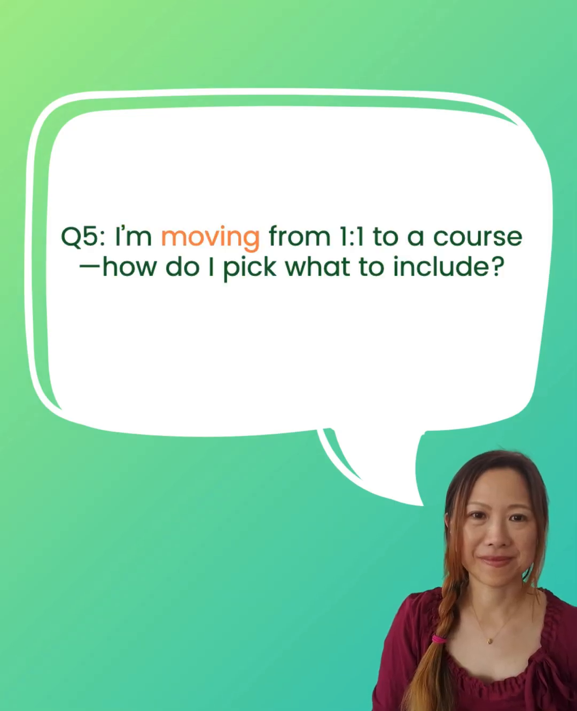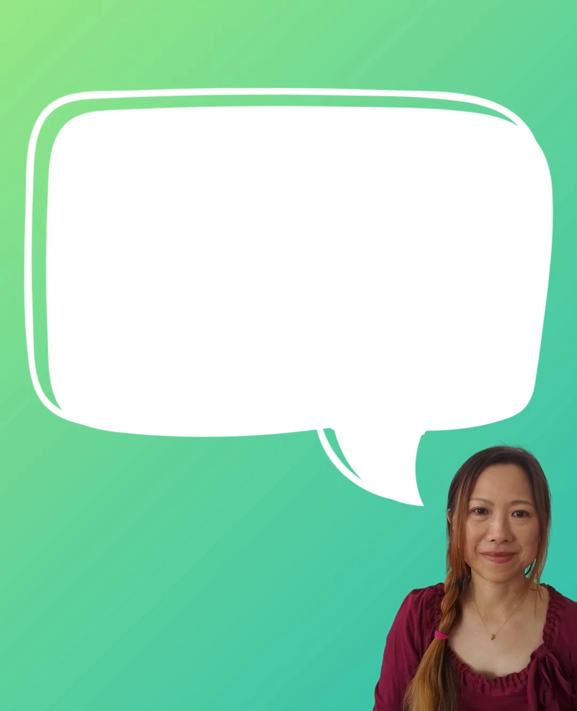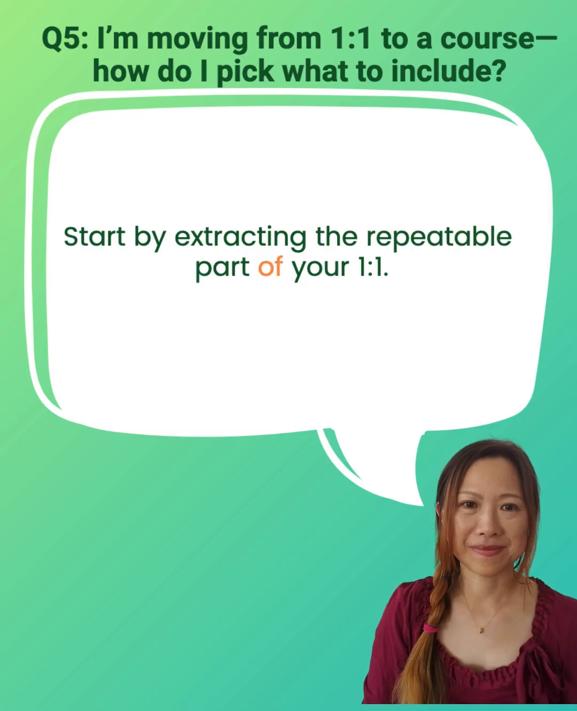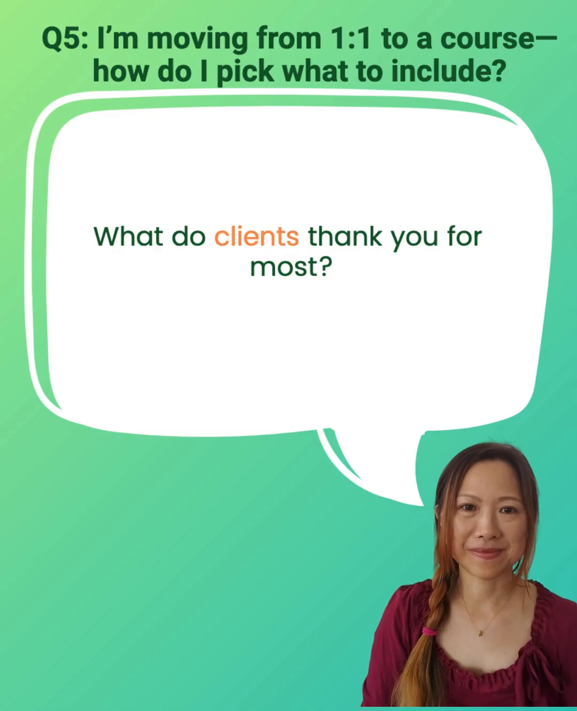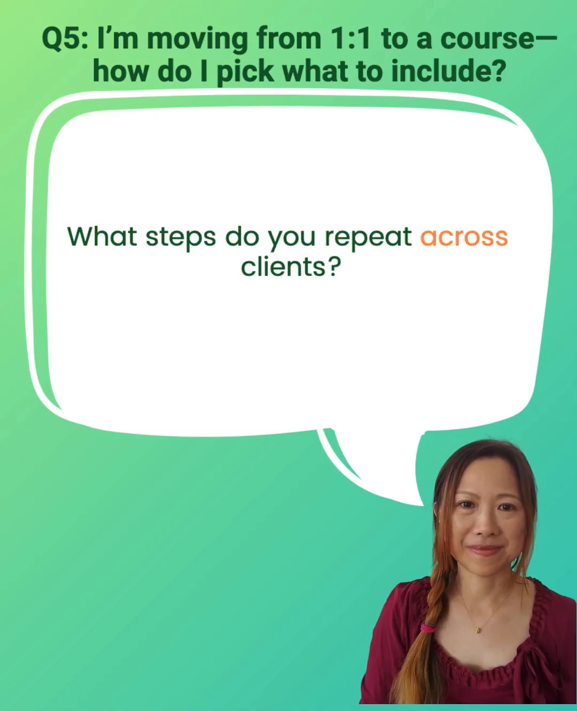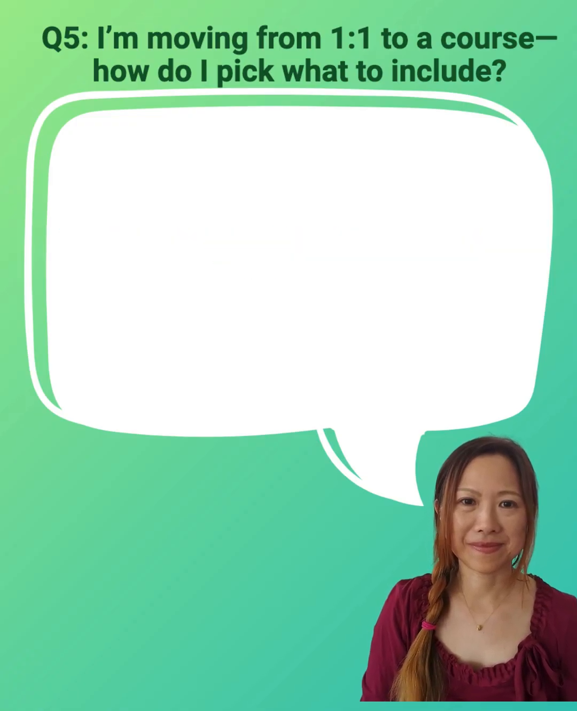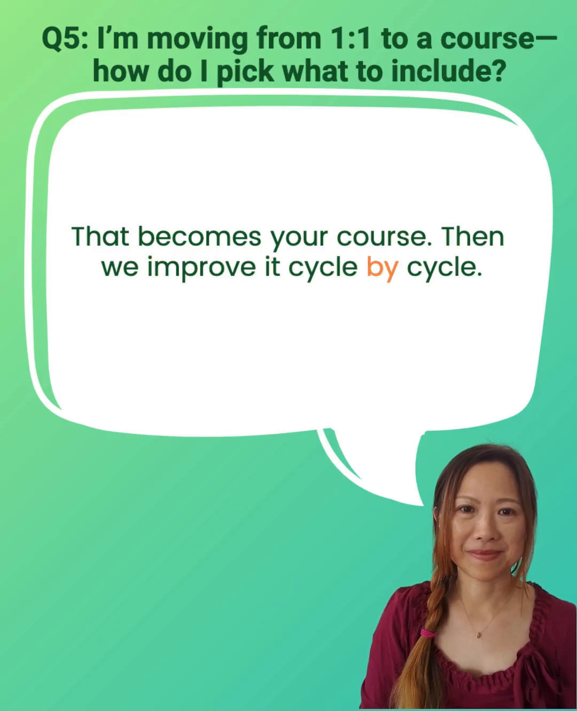I'm moving from one-on-one to a course. How do I pick what to include? Start by extracting the repeatable parts of your one-on-one. Do this. What do clients thank you for most? What steps do you repeat across clients? What's the simplest path that gets the result? That becomes your course. Then we improve it cycle by cycle.